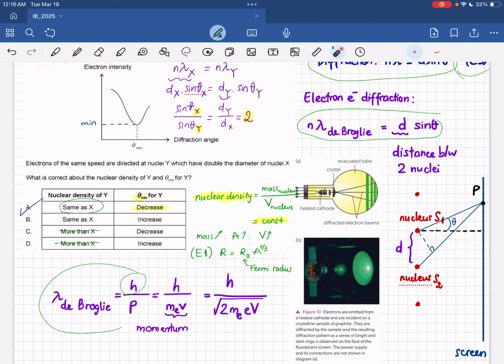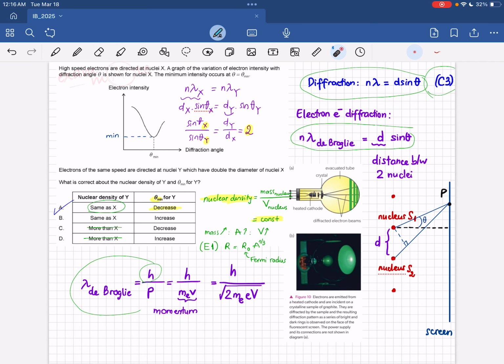Then the wave, the de Broglie wave, travels to P here, and another wave travels from nucleus S2 to P. So at P there will be a resultant wave, which is just the sum of these two waves. And then there will be a path difference. If you want to check how we derive this equation, just check out the previous videos that I made explaining why we get this equation for diffraction for wave phenomena in general.